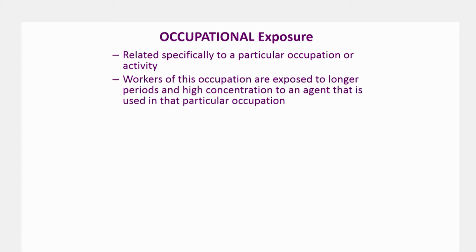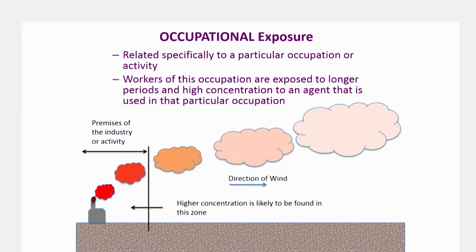So, there are a couple of other terms that are very specific to exposure when it comes to a source. One is called occupational exposure. We looked at exposure in the previous two lectures. Exposure which is related to a particular occupation or activity is called occupational exposure. For example, there is an industry, and within a certain distance from the industry, say the perimeter of the industry, you are likely to find very high concentration.